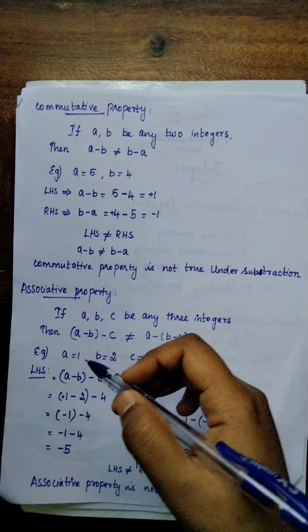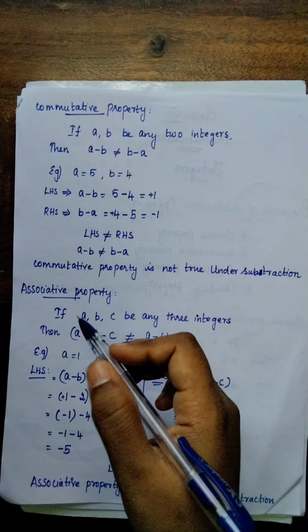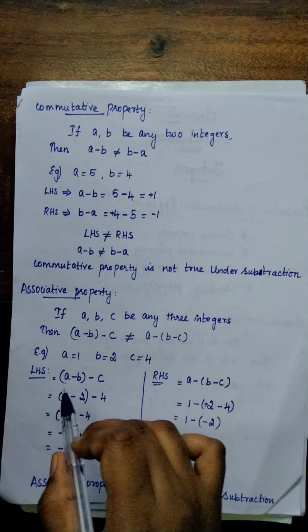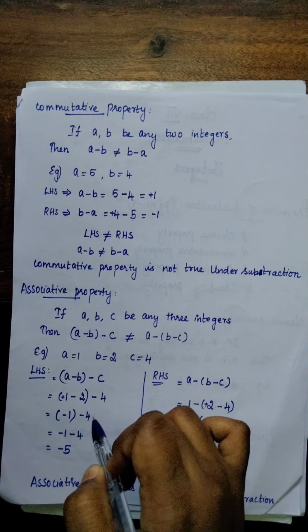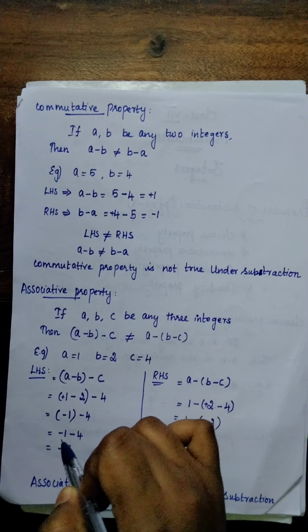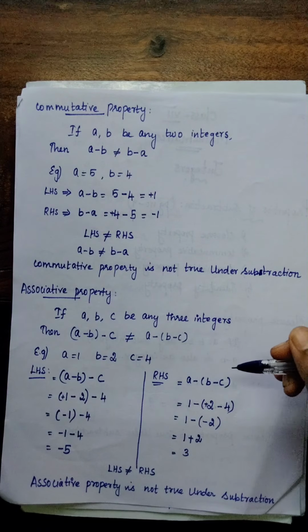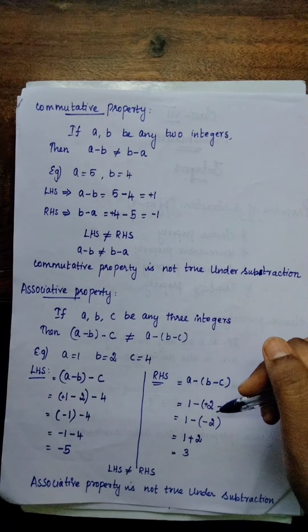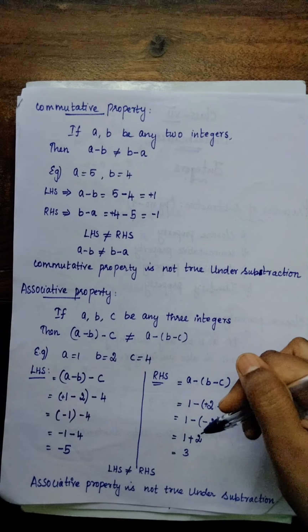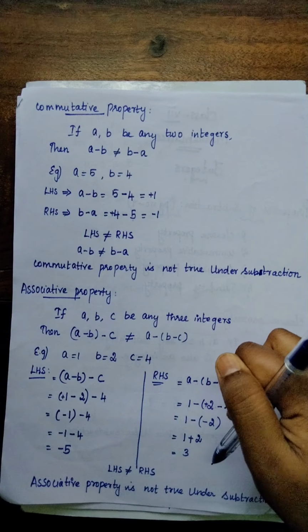Substitute the values in the above condition. First take the left hand side, a minus b minus c, that is 1 minus 2 minus 4. 1 minus 2 is minus 1, minus 4. Minus 1 minus 4 is minus 5. This is the value for the left side. Next the right side, that is 1 minus of minus 2 minus 4. Minus into minus is plus, so 1 plus 2 is 3. Here the value is minus 5, here the value is 3.